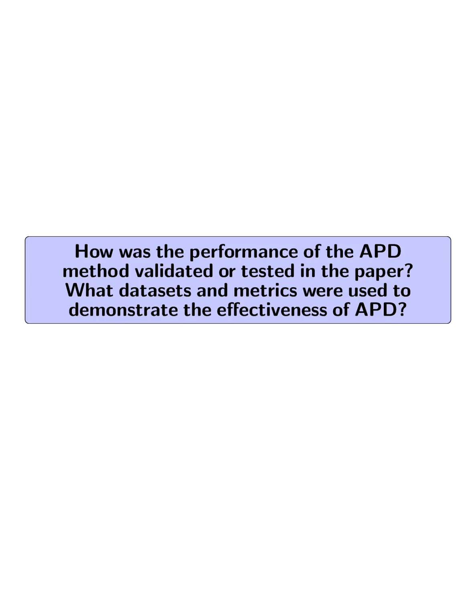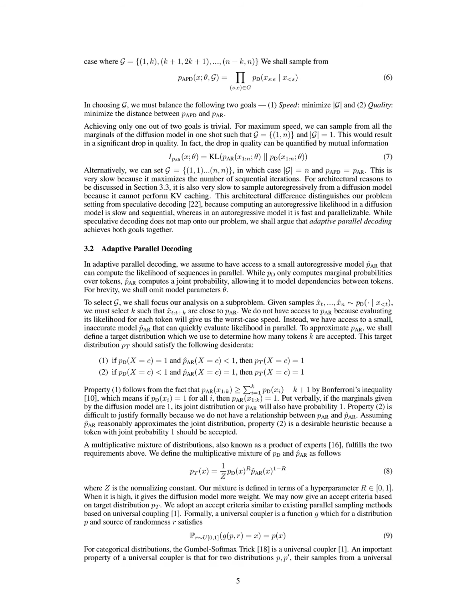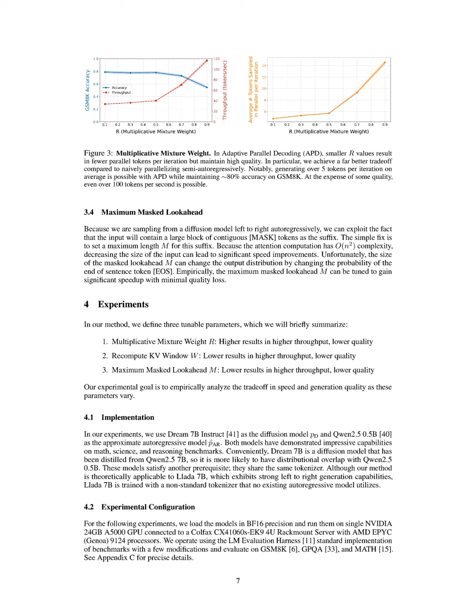How was the performance of the APD method validated or tested in the paper? What datasets and metrics were used to demonstrate the effectiveness of APD? The performance of the adaptive parallel decoding (APD) method was validated through empirical experiments using the Dream 7B diffusion model as P_D and the Qwen 2.5 0.5B autoregressive model as P_AR. The effectiveness of APD was demonstrated on several benchmark datasets, specifically GSM-8K, GPQA, and Math, which are known for their math, science, and reasoning tasks.